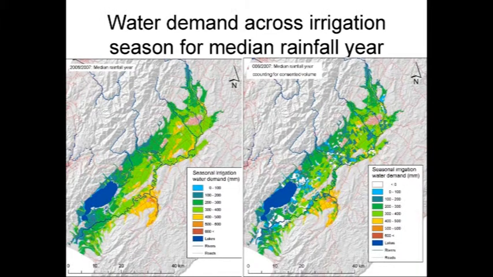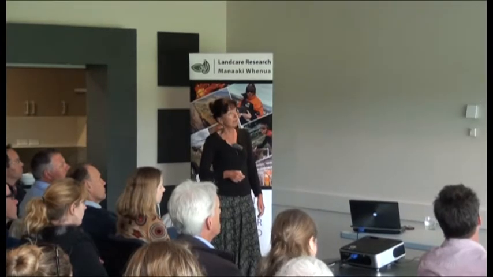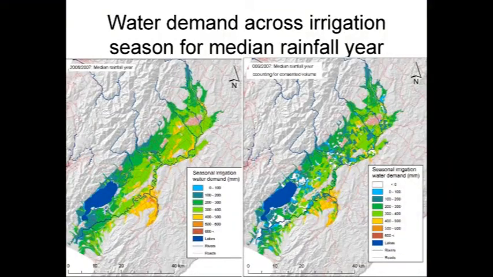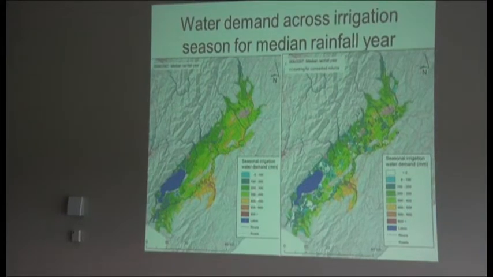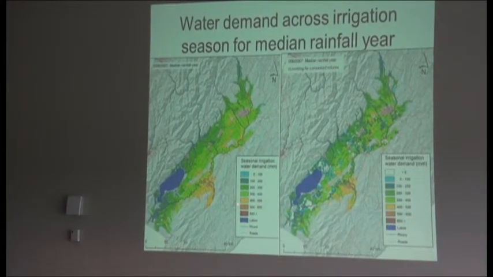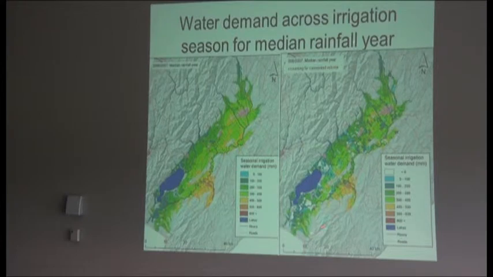This is a bit of the Wairarapa. On the left-hand side, this is a median rainfall year, and it shows the water deficit after the rainfall. So there's the legend through here, and sort of the 400 to 500 millimetres up here on the areas here, and some of it is not much demand at all. The right-hand map is after the consented volume has been applied for irrigation. So there's still quite a high deficit in some parts of the Wairarapa.